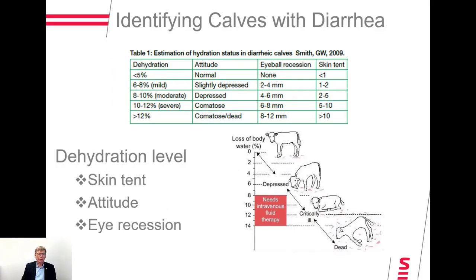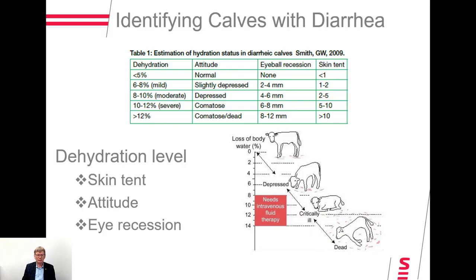Calves with diarrhea, we need to look at three things. We look at the amount of dehydration, we look at the attitude, we look at the eyeball recession, and we look at the skin tint. So attitude can go from normal to comatose and death. The eyeball recession, how deep are the eyes in the head, can be normal or can be more than 1 centimeter, 8 to 12 millimeter in their socket.